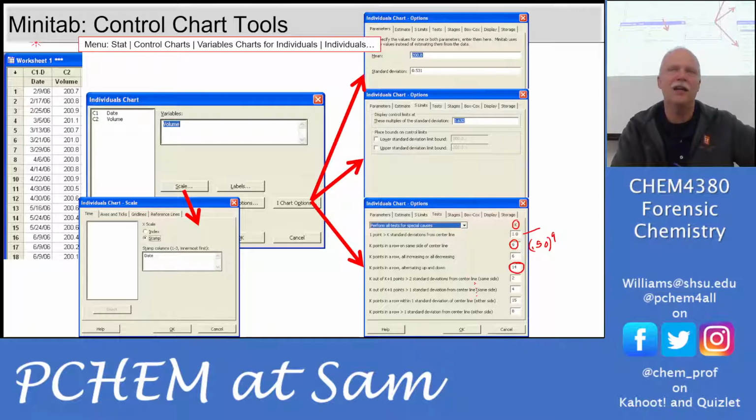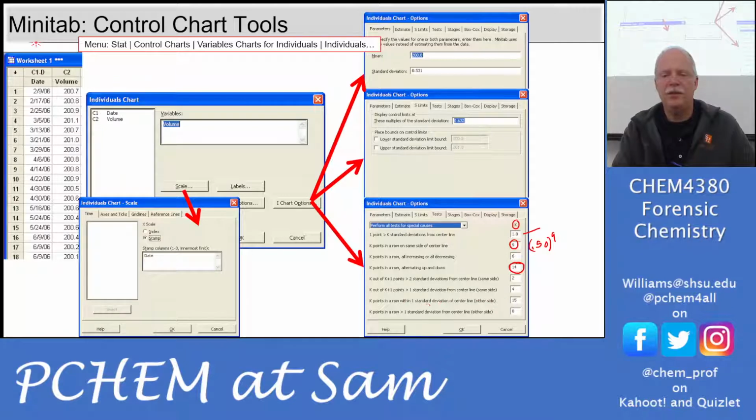These are sort of action level tests. You're going to take action and explore your data more when one of these tests kicks in. So let's look at some of these others. K out of k plus 1 points greater than 2 standard deviations from the center line. This is saying 2 out of 3 points greater than 2 standard deviations from the center line on the same side. That's a little more stringent test. K out of k plus 1 points greater than 1 standard deviation would be 4 out of 5 points greater than 1 standard deviation away.